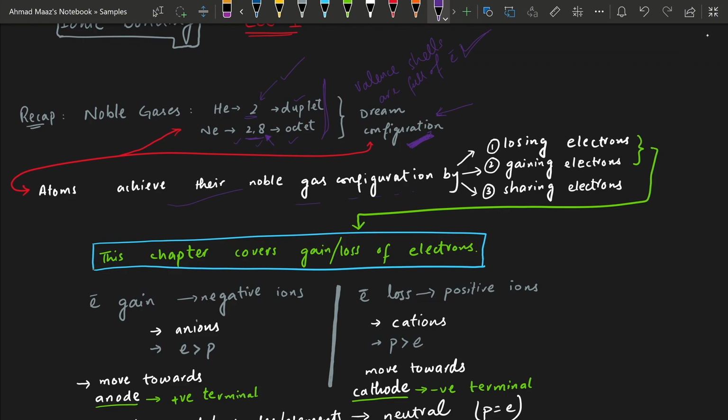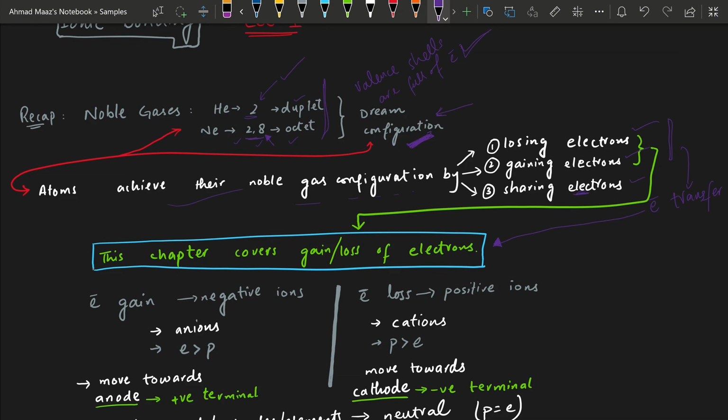That is by one of these three methods. Number one is by losing electrons. Number two is by gaining electrons, or by sharing electrons. We'll study numbers one and two, which is gaining or losing electrons. In other words, we call it electron transfer, when an atom either gains or loses an electron from its valence shell. This electron transfer, the gain or loss of electrons, results in ionic bonding. That is what we're going to study in this chapter.